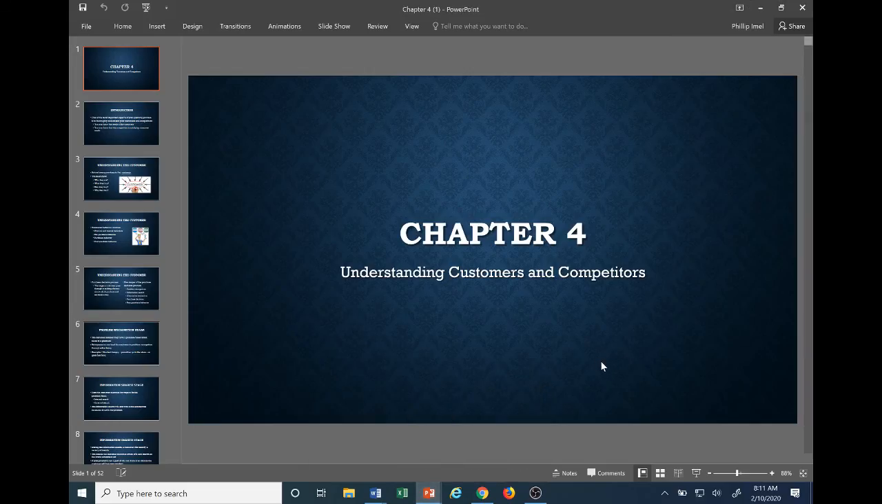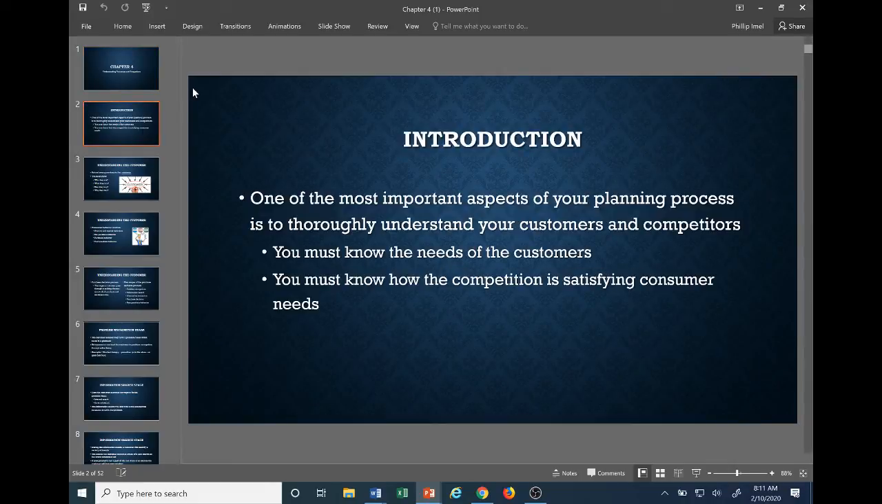Okay, so chapter 4. Chapter 4 is dealing with understanding the customers and the competitors. So a little introduction here. One of the most important aspects of your planning process is to thoroughly understand your customers and competitors. Obviously, you're going to need to know the needs of the customers, because that's what we're trying to fulfill: the needs, give them an easier way to do something or a better way or a more efficient way.